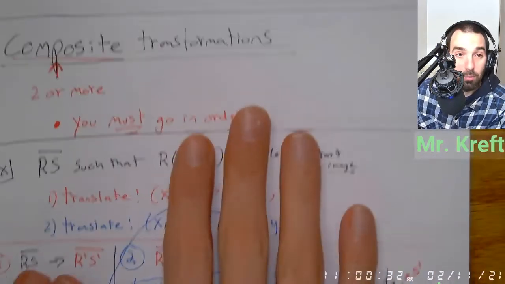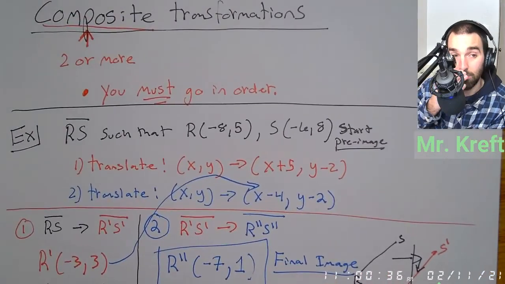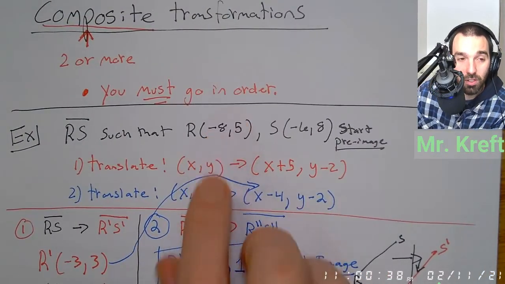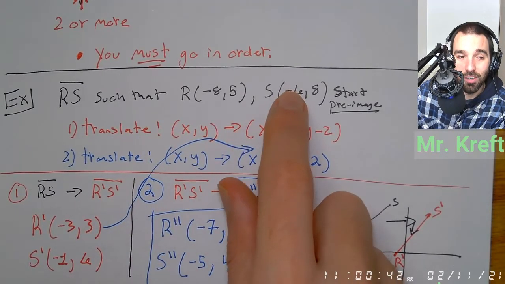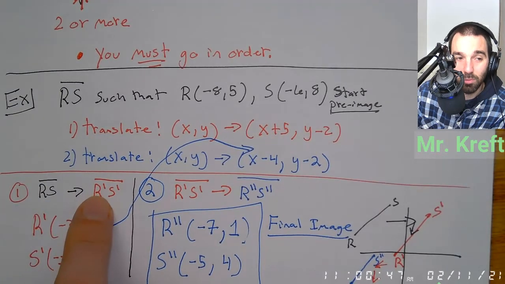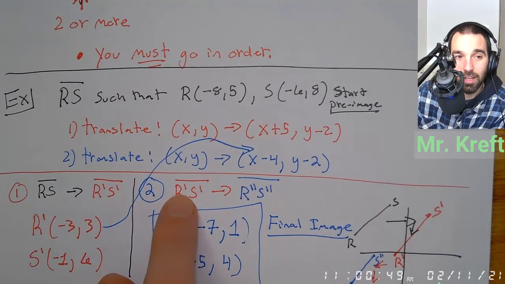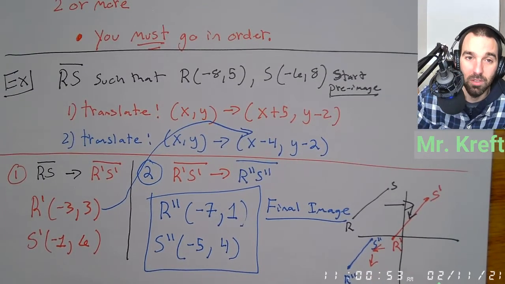Okay? Then, right, we practiced one of those. We can do it without a graph. And then composite transformations, you must go in order. So you just go one at a time, but you don't go back to the start. You recycle. You say, okay, I went from RS to R prime S prime, and then I'm going from R prime S prime to R double prime S double prime.